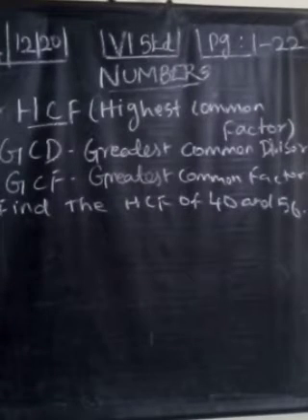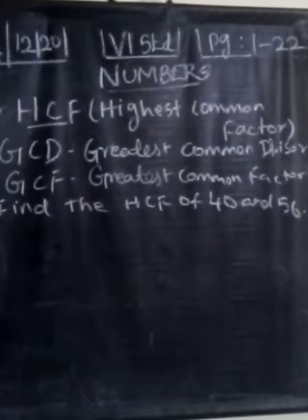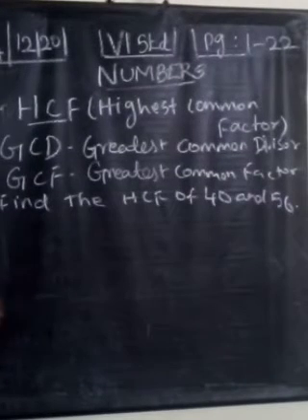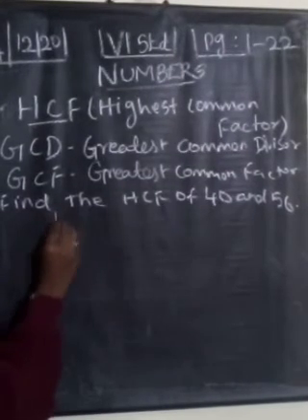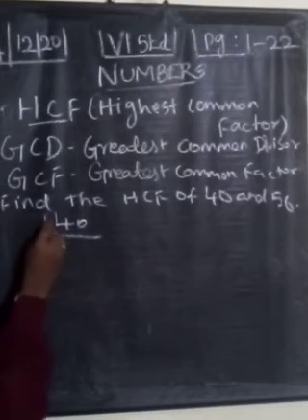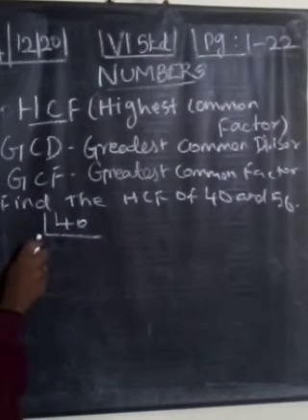So first, how do we find the HCF? First, we have to find the prime factorization of 40 and 56 and then take the product of the common prime factors. Find the prime factorization of 40 and 56, using the division method.